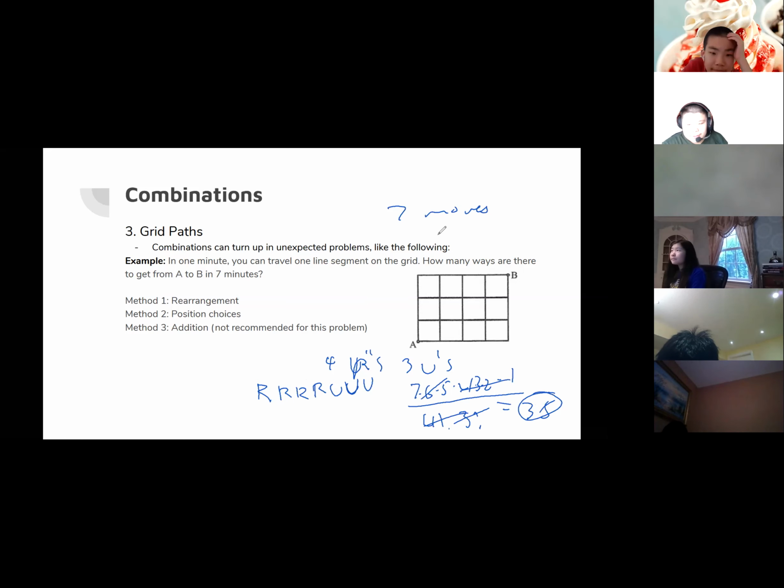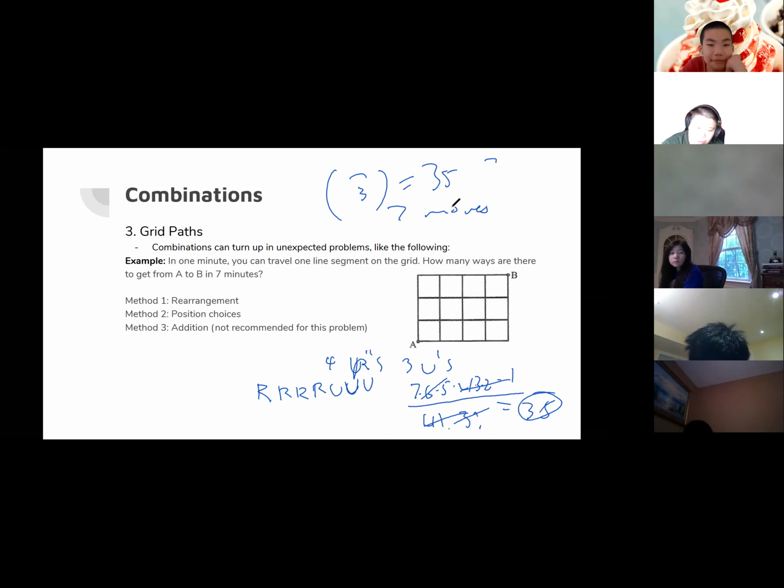Another way you can consider this is that you have 7 moves in total. Out of these 7 moves, 3 of them have to be up. The other 4 are automatically right. What this simply means is that we have 7 choose 3 possibilities of where to choose the up moves. So that means it's equal to 35. Again, 7 times 6 times 5 divided by 6.